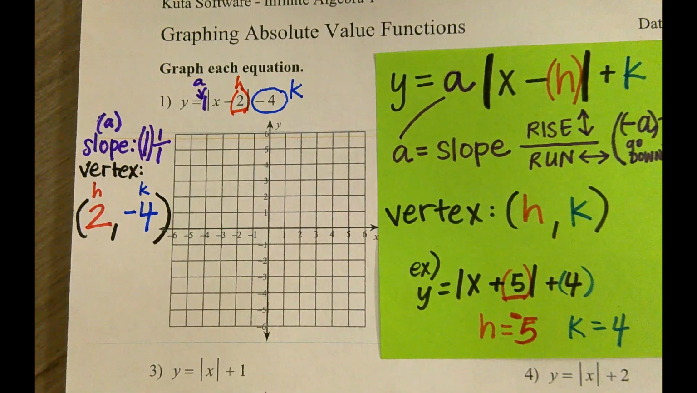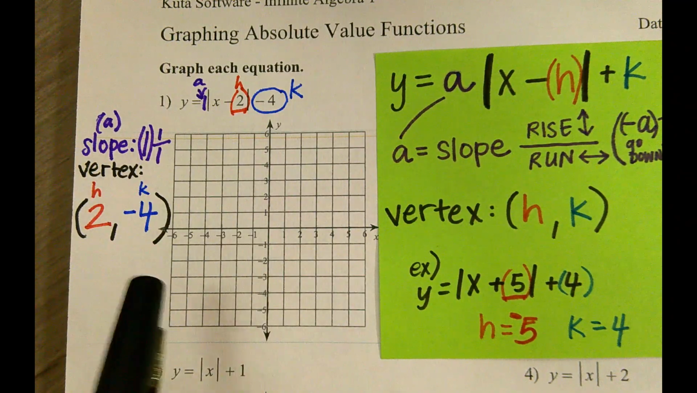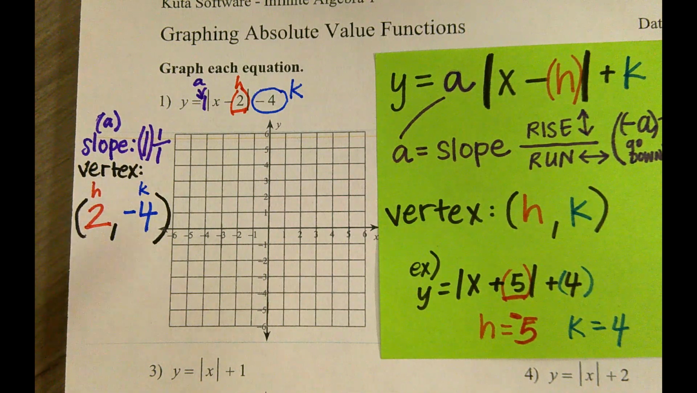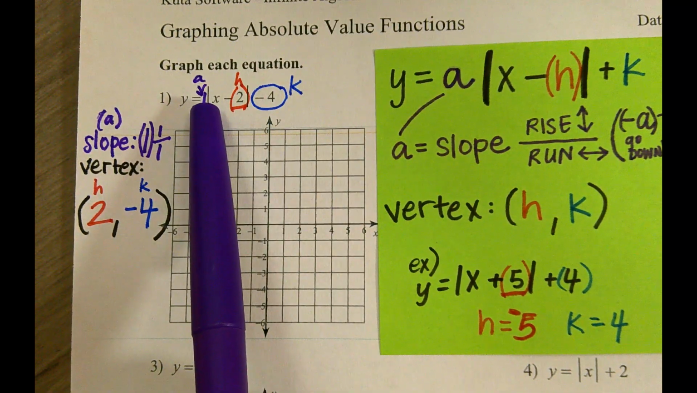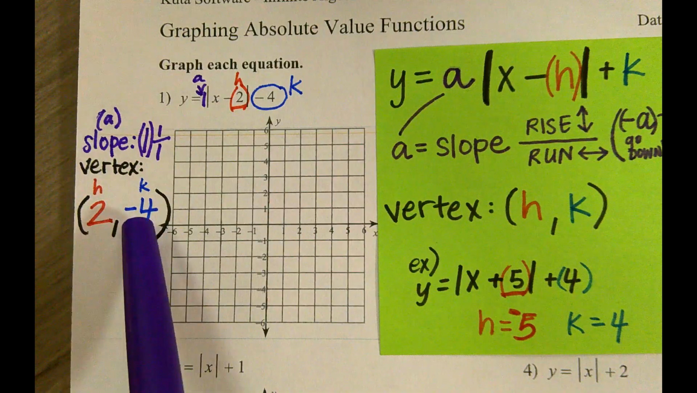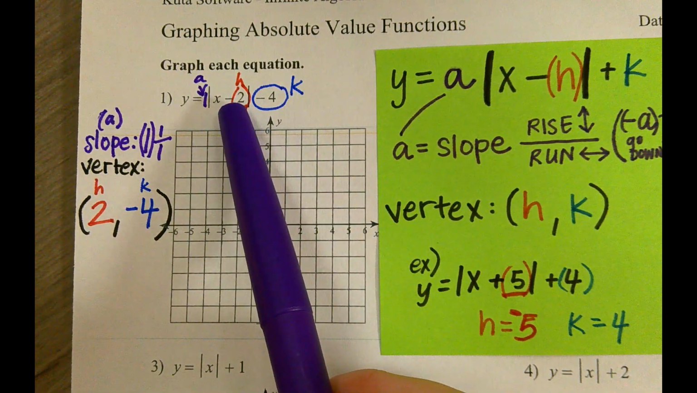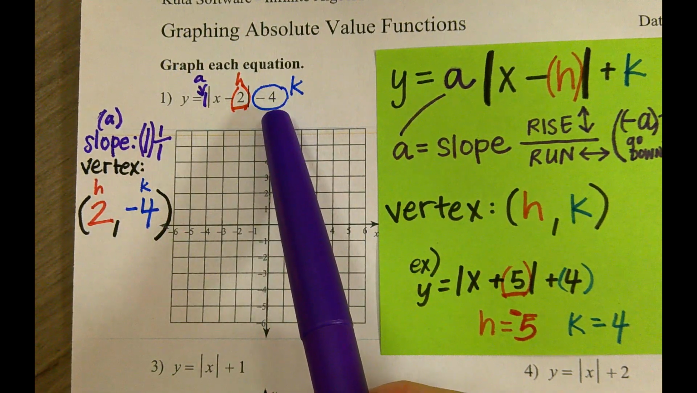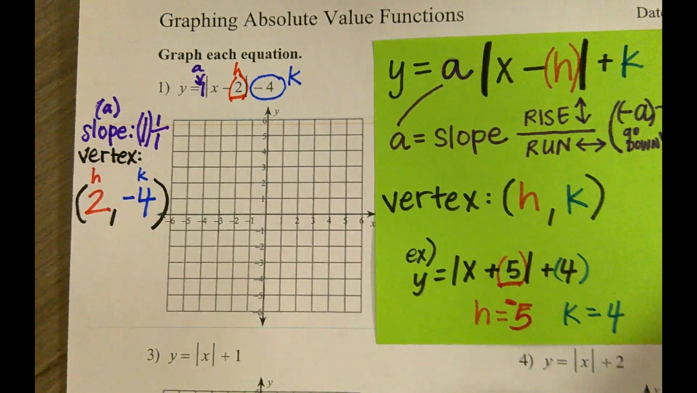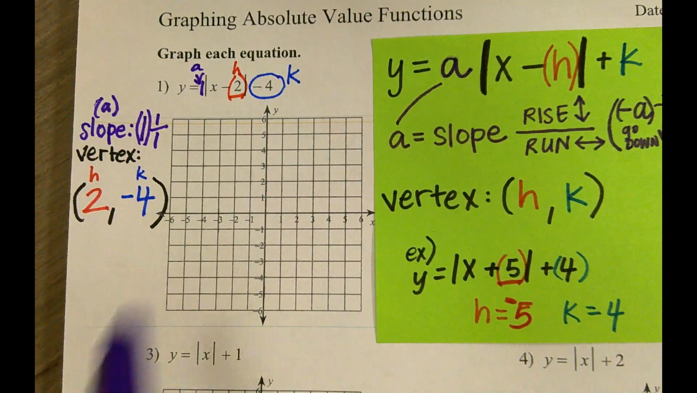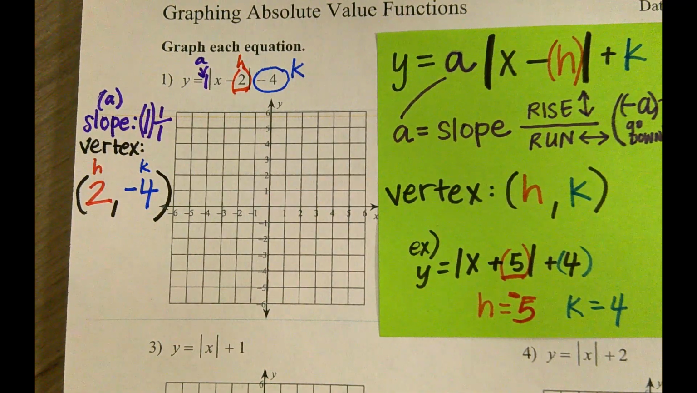Okay, so let's let everybody get caught up to here. Before we move on to graphing, please tell me if you're not sure how I got any of these numbers. We can always explain again. My slope was 1 because A is 1. My vertex is (2, -4) because H is 2 and K is -4. So that was our first step, just figuring out what's our slope and what's our vertex. Once you have that, you can graph this.